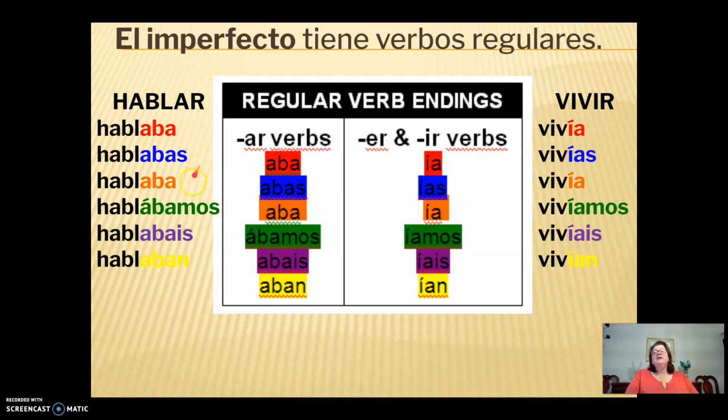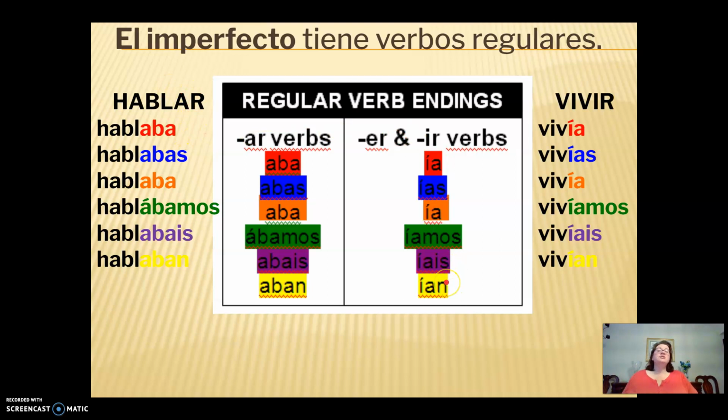Hablabas, you used to speak. Hablaba, he or she used to speak. Hablábamos, hablabais, hablaban. And those are either I used to or I was doing. So I used to speak or I was speaking.